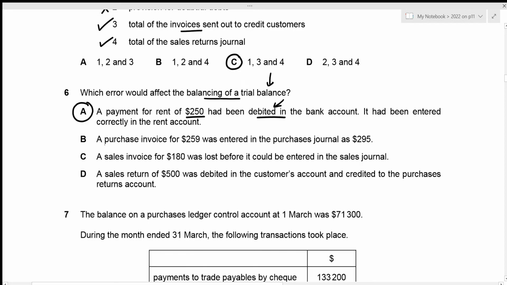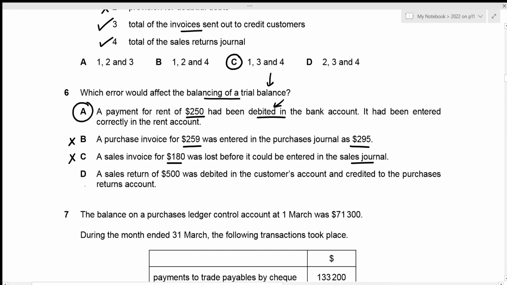For option B, a purchase invoice of 259 was entered in the purchases journal as 295. So we just flip the numbers. And this is an error of transposition. An error of transposition is not reflected by the trial balance. So this will obviously be incorrect. The third one is a sales invoice for 180 was lost before it could be entered in the sales journal. So this is just the error of omission, which is again not reflected by the trial balance. So this is also incorrect.